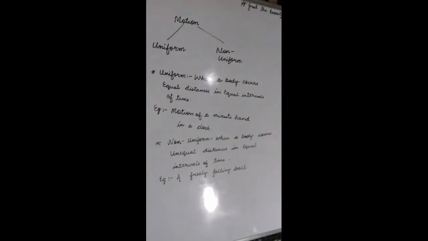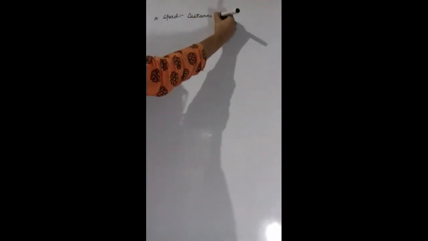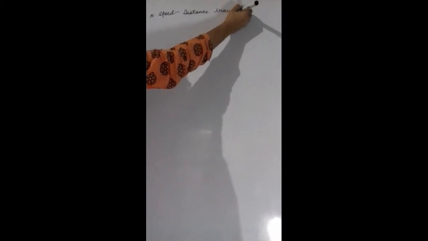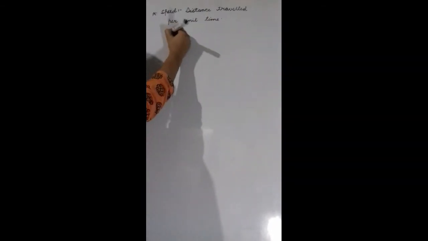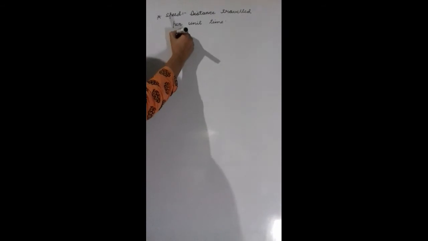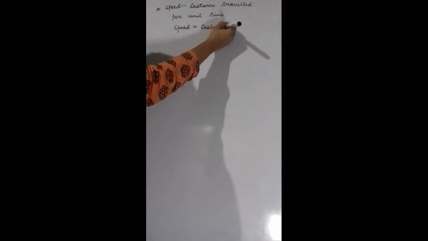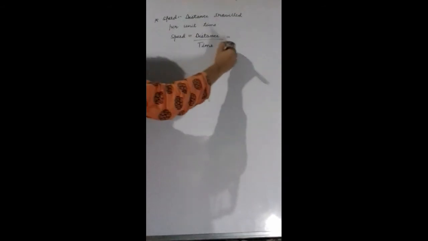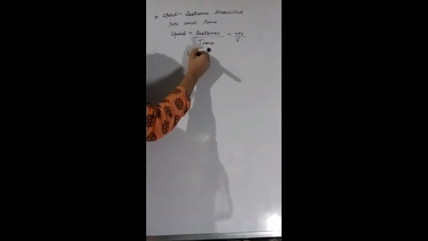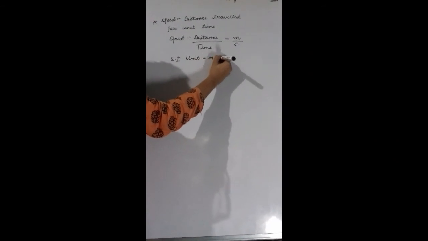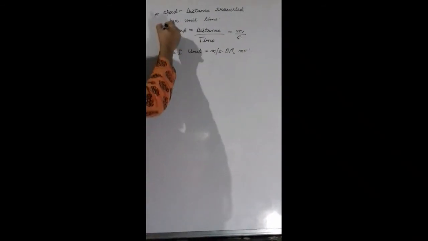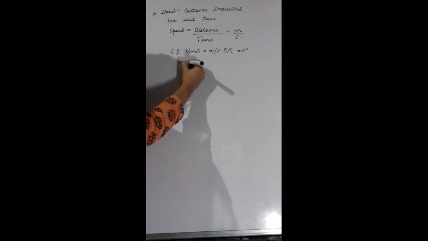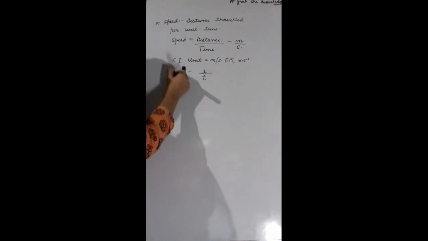So let's talk about speed. What is speed? Speed is the distance traveled by an object per unit time. Speed is given by distance divided by time, where the unit of distance is meter and time is second. So the SI unit for speed becomes meter per second. Normally, speed is represented by v, distance by s and time by t. So the formula becomes v is equal to s upon t.